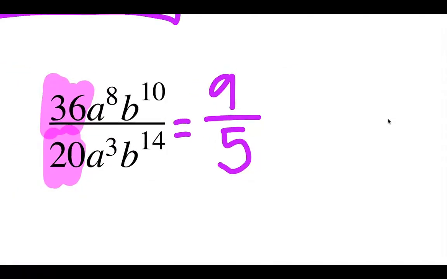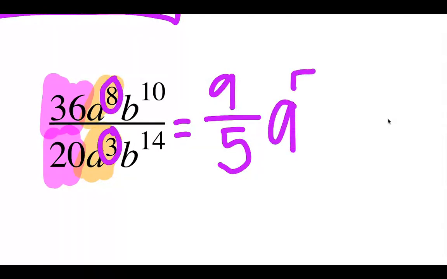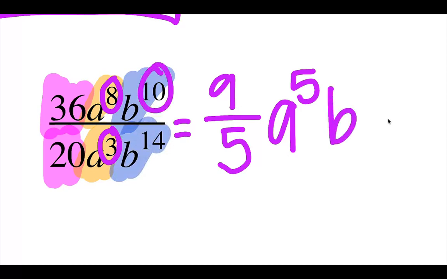Then I'm going to do a to the 8th, a to the 3rd. So I keep the base of a. 8 minus 3 is 5. And then I'm going to do b to the 10th, b to the 14th, keep the base of b. 10 minus 14 is going to be -4.